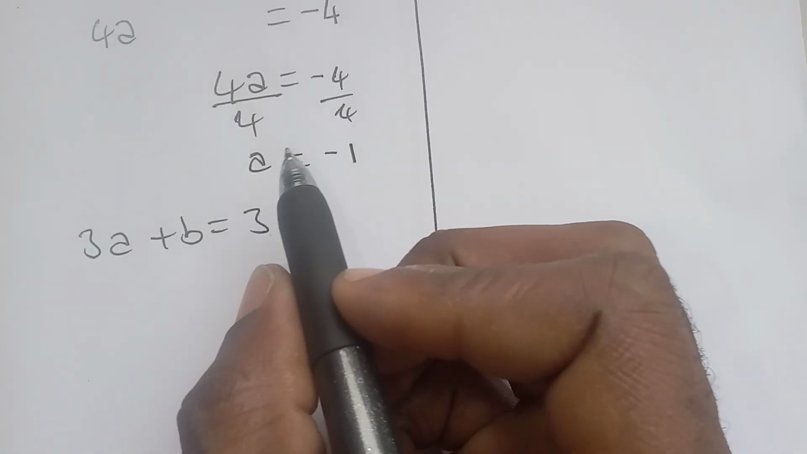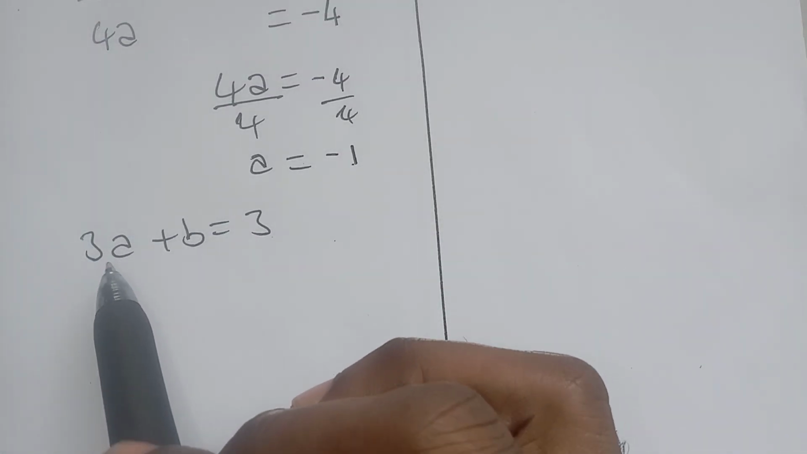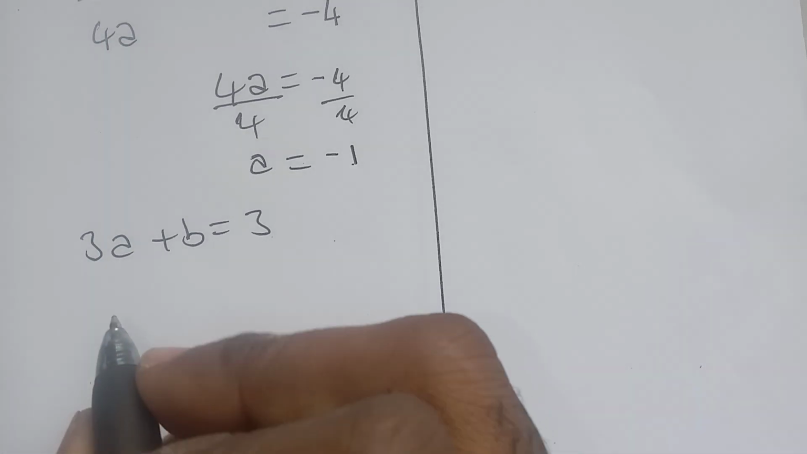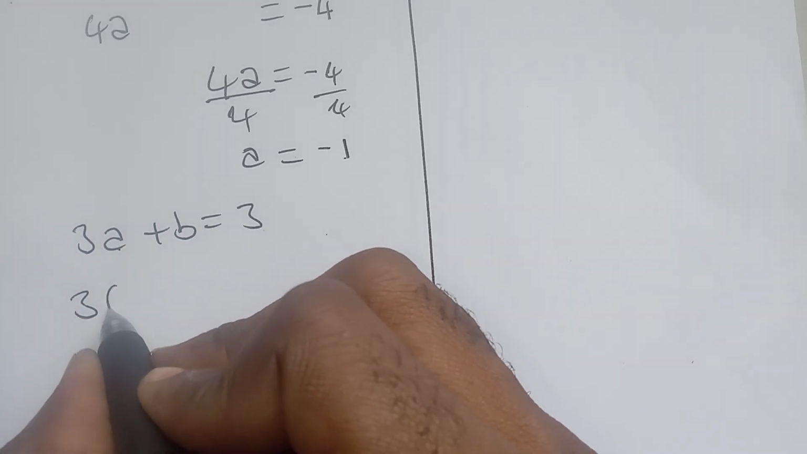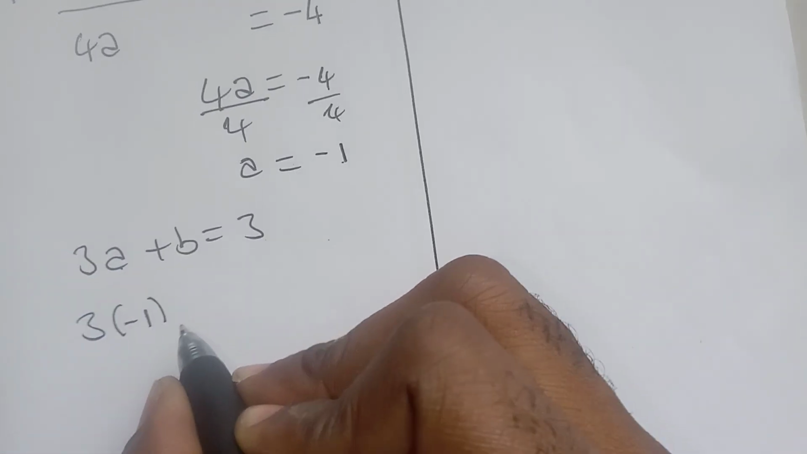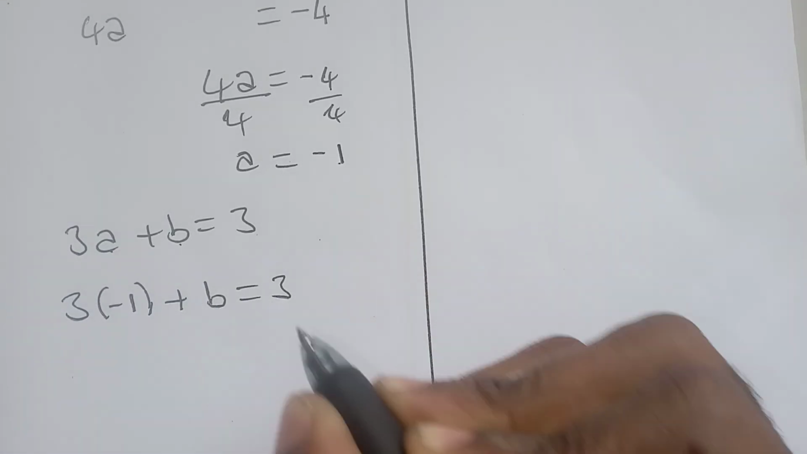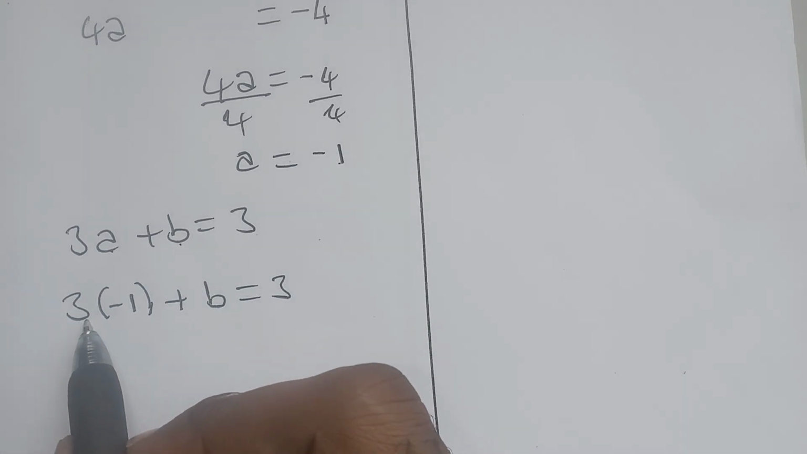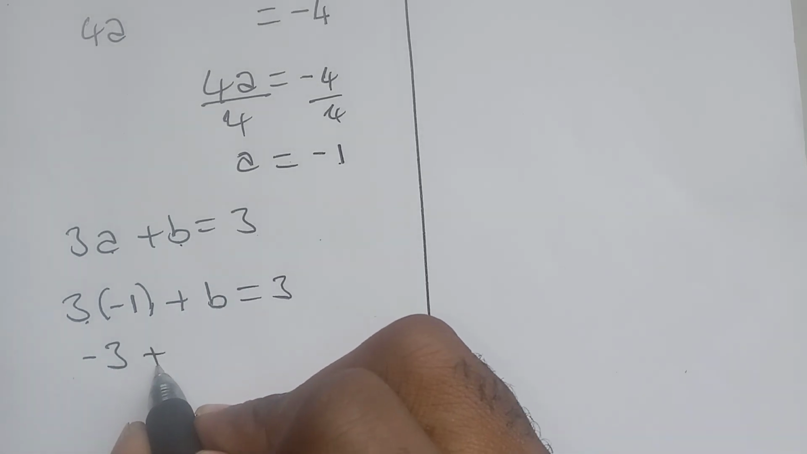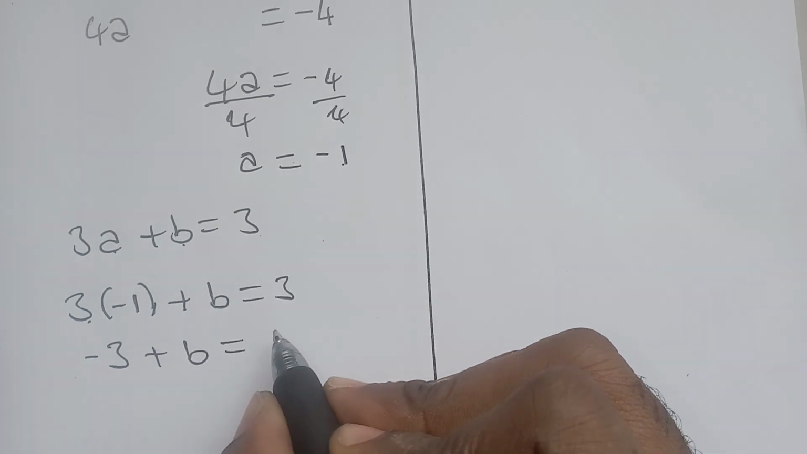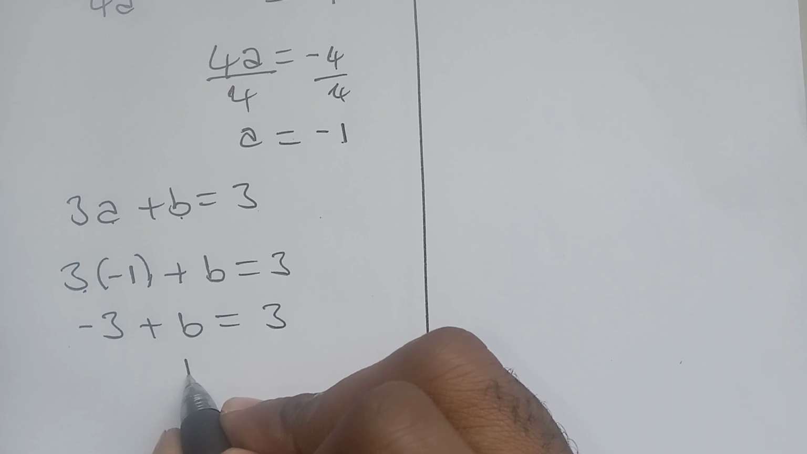So now we know that a is -1, and then we know that the relationship between a and b is this. So to solve for b, you can just substitute your a there. Your a is -1, then plus b is unknown. Equate this to 3. Then 3 multiplied by -1, this is -3 plus b, which is the same as 3. And then to solve for b, you just collect the like terms.